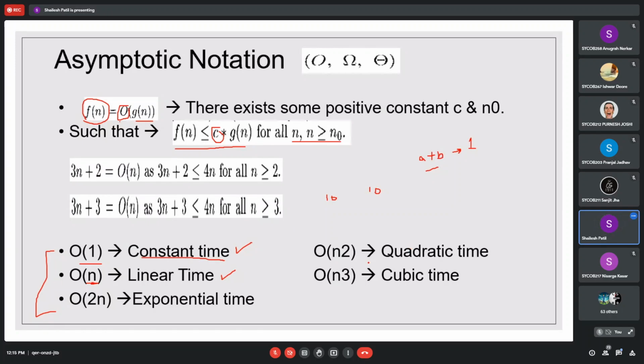n square will be quadratic time. You may get an MCQ question: what is n square called? There are a few options: linear time, quadratic time, cubic time. So you must write that it is quadratic time.